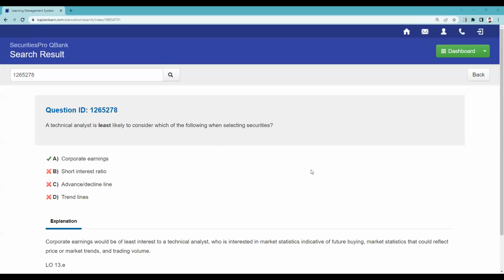Yes. Okay, technical analysis. On Series 7, technical analysis is least likely to consider which of the following when selecting securities? Corporate earnings is fundamental analysis. So when we're looking at the economy, the industry, and a stock's financial statements, that's called fundamental analysis. We are concerned with the short interest ratio because of short interest theory. It's counterintuitive, but it says that short interest, people who are short the stock, can accelerate bullish trends because they have to buy to cover. And that is a technical trading theory.